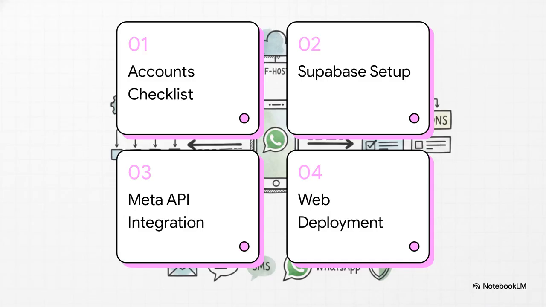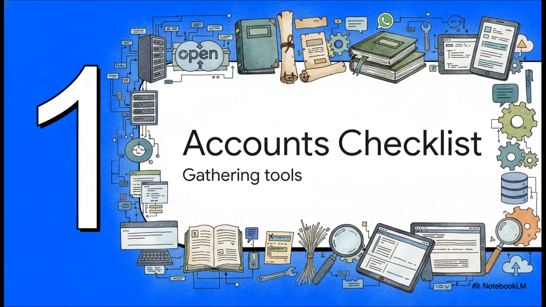Here's our roadmap for today's explainer. We've got 4 clear phases. First, the accounts checklist. Second, Supabase setup. Third, Meta API integration. And fourth, web deployment. Part 1, the accounts checklist.